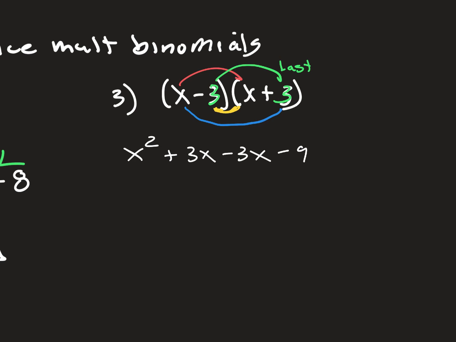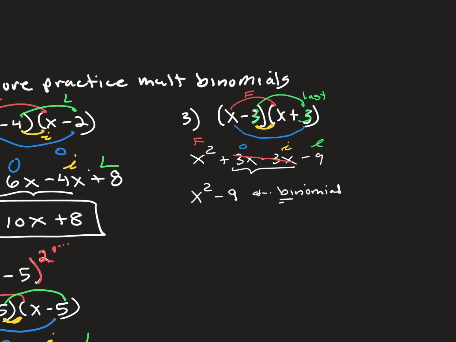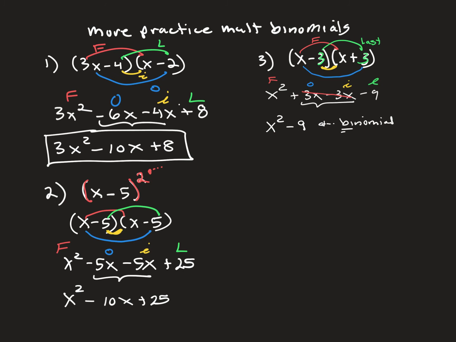So again, that's our first ones, our outside ones, our inside, and our last. And when you combine like terms, what happens? That gives you x squared and a positive 3x and a negative 3x. Gives us no more x's, so we end up with x squared minus 9. Notice our answer in this particular problem turns out to be a binomial answer because our answer only has 2 terms. Let me give you some problems to practice.